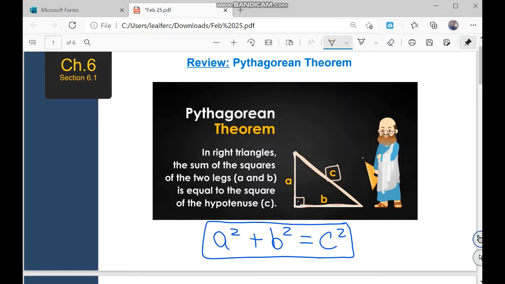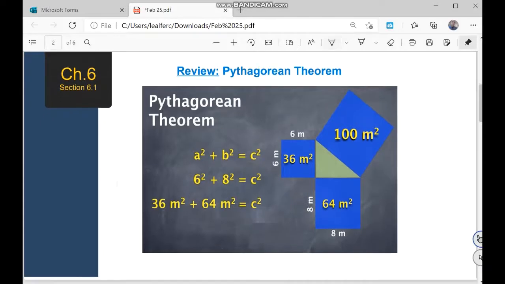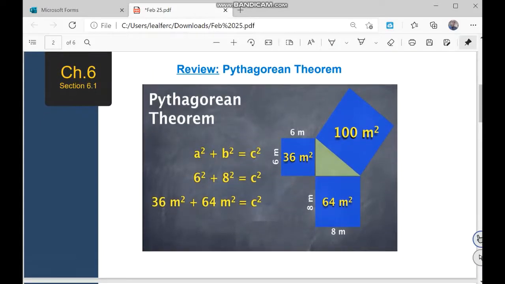Let me see if you remember how to apply it. Because we worked yesterday on a few questions, we worked on the quiz, but I'm not really sure if you understood or if you remember how to apply the Pythagorean theorem.